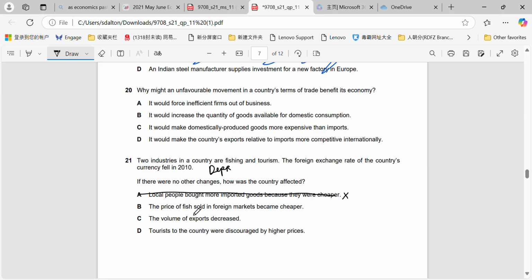Price of fish sold in foreign markets became cheaper. That's true because the price of our exports drop. Volume of exports decreased. That's incorrect. Price of exports down, total exports go up. Tourists to the country were discouraged by higher prices. That's also false. A depreciation of the currency, or when the price of our exports go down, makes inbound tourism more attractive. It makes it cheaper for foreign tourists to visit our country.